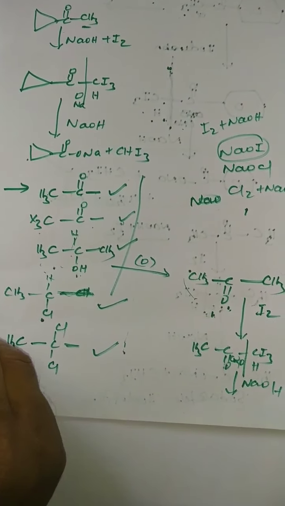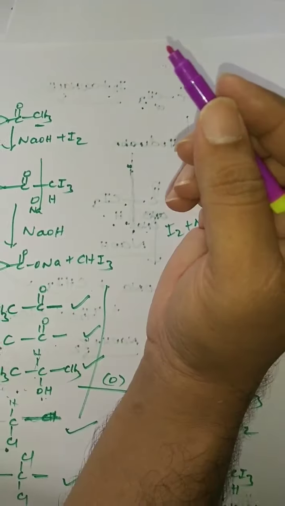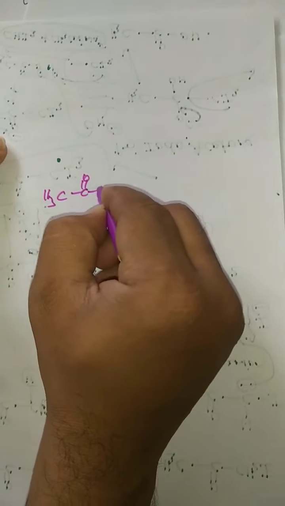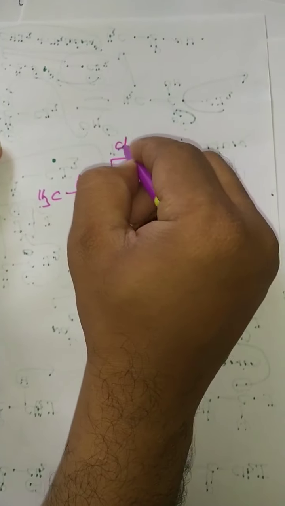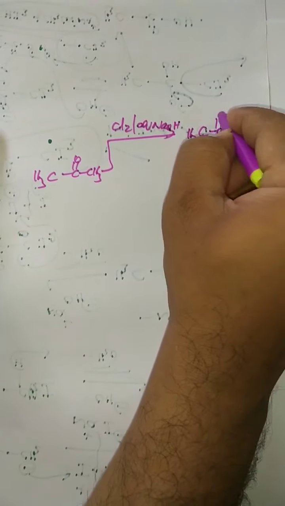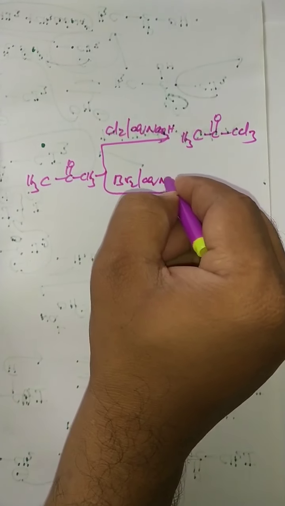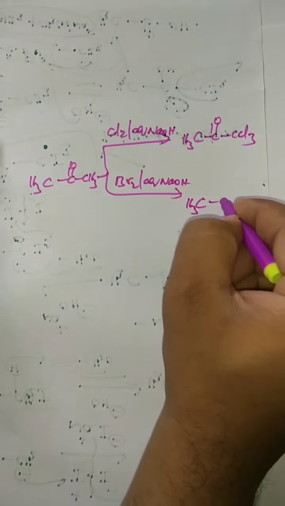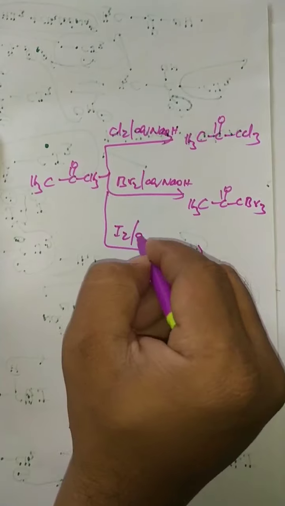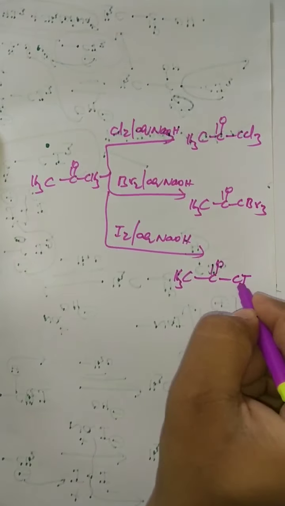And one more point you have to remember, especially IIT students. Suppose CH3COCH3 is given. On arrow, they will give chlorine, aqueous NaOH. So what you will get? CH3COCCl3. Next, on arrow, bromine, aqueous NaOH is given. In step 1, what you will get? CH3COCBr3, right? Now if iodine plus aqueous NaOH is given, what product will you get? CH3COCI3 you will get here.